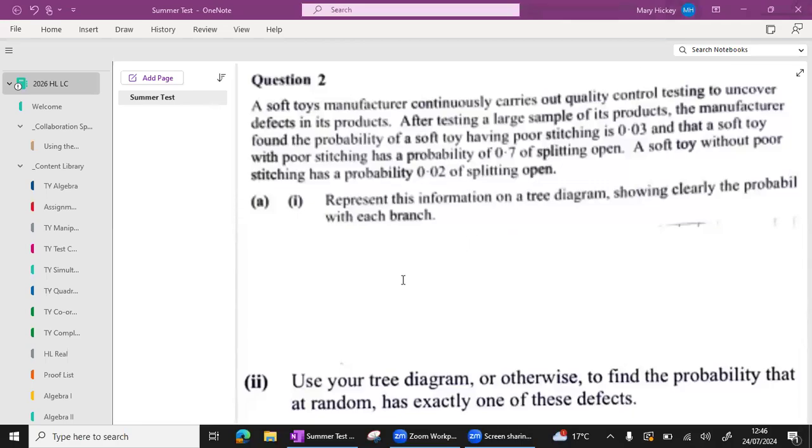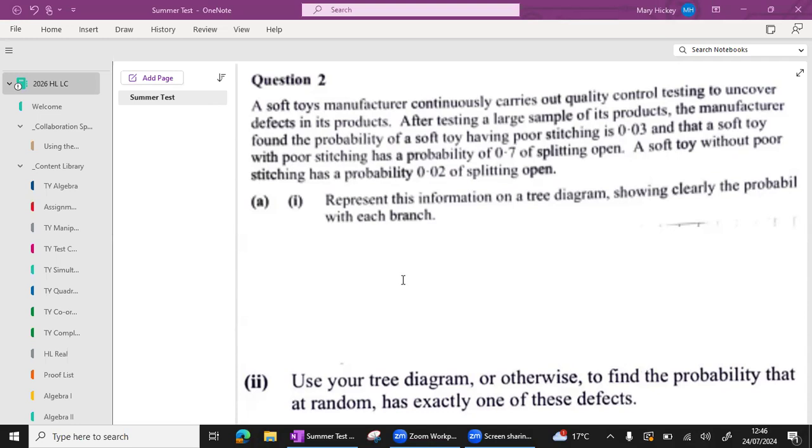Okay, so a soft toys manufacturer continuously carries out quality control testing to uncover defects in its products. After testing a large sample of its products, the manufacturer found the probability of a soft toy having poor stitching is 0.03, and that a soft toy with poor stitching has a probability of 0.7 of splitting open.